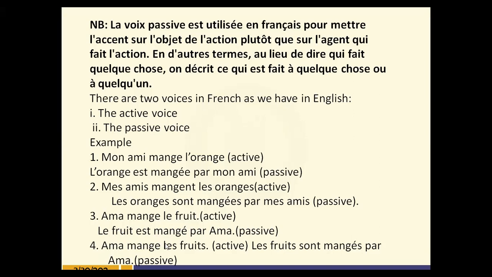And you come here: Ama mange le fruit. Now the object is the fruits, or le fruit, in the active. Then it becomes Les fruits sont mangés par Ama, because the fruit is in the masculine plural form here, as a subject. Mangés par Ama. Did you get it up to this point? Look at it very well. You observe the agreement with the subject, and the object that becomes the subject in the passive form must agree in number and gender. As you can see in the examples here. So if it's not clear, let me know.